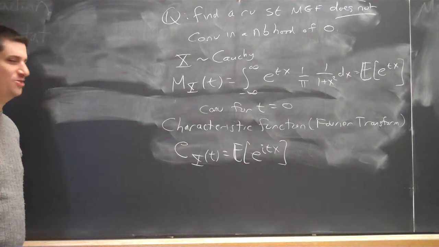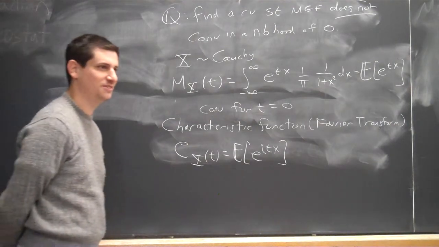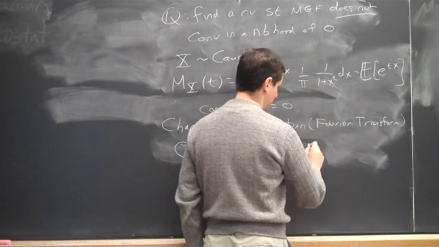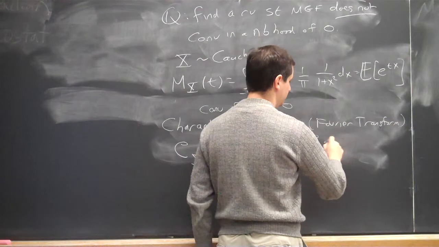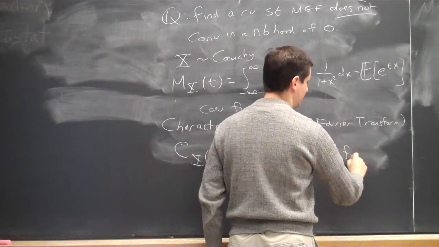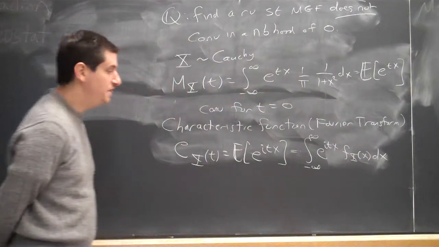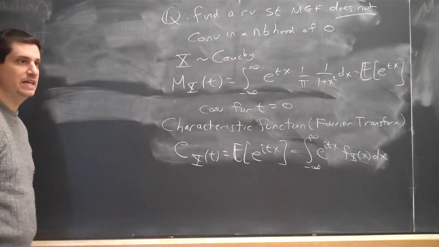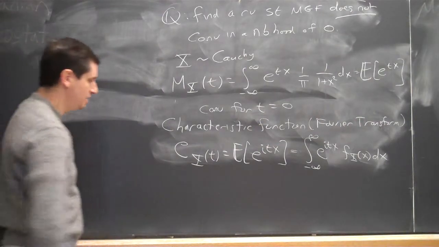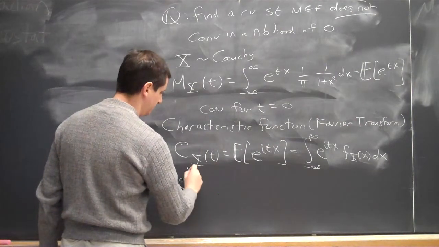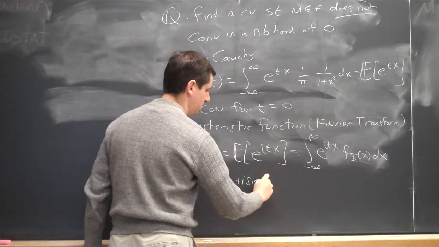And if you look at this, you really should be going, really? That's all you're doing is you're just putting in an i in the exponent? Yes. And so that's now the integral from minus infinity to infinity of e to the i t x times the density of x dx. The advantage of the characteristic function is that it always exists. And it exists for all values of t. And the reason is e to the i theta is cosine theta plus i sine theta.